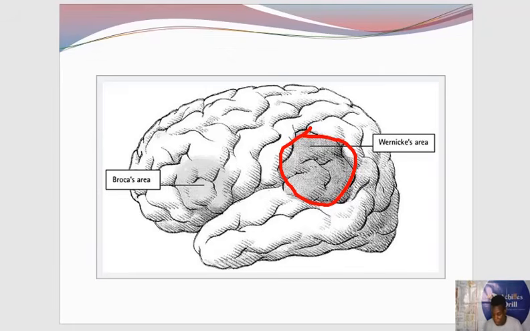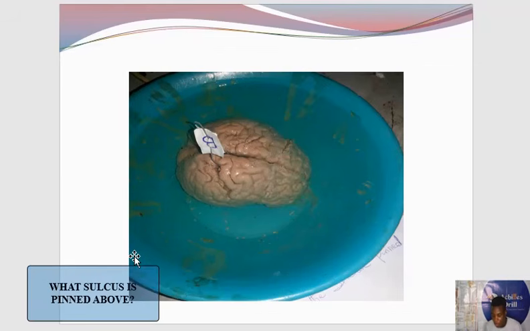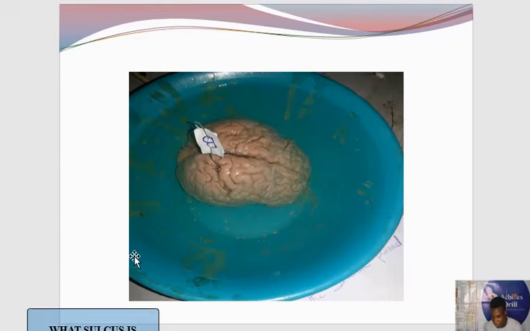Very, very important. So if I'm to ask you from our lecture so far, from the orientation so far, what sulcus is pinned here? You can pause this video and then reflect on what part is pinned there.